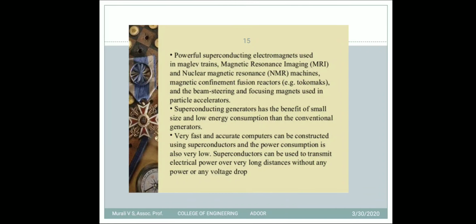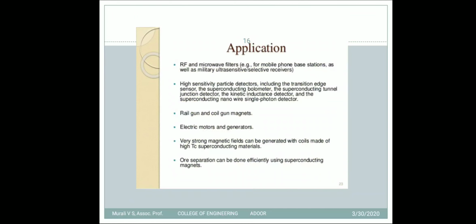Then if we replace our power lines with superconducting wires, the requirement for power stations, transformers, etc. will be eliminated. That is, you can directly transfer the power from the power stations to households because there is no loss of energy. Other applications are RF and microwave filters, high sensitivity particle detectors, rail guns and gun magnets, electric motors and generators, all these things.